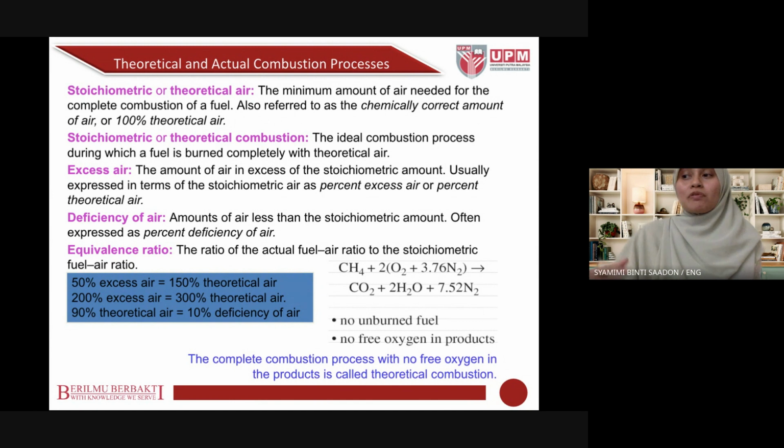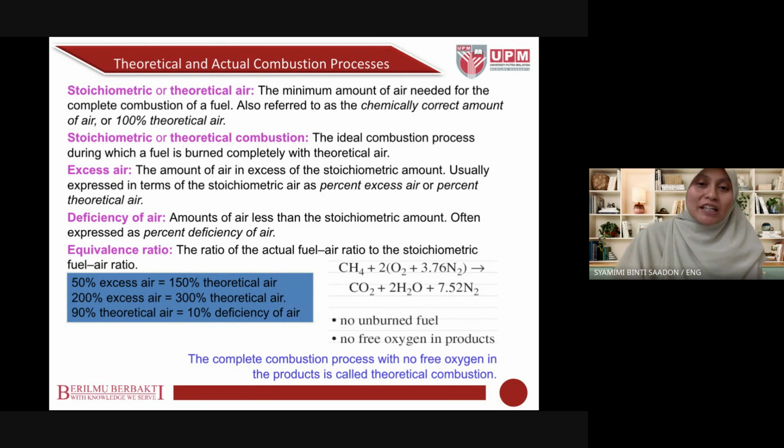So in order for us to get a complete combustion of the reactants, we need to give a sufficient amount of air. So what is the value of this sufficient amount of air? It is what we call stoichiometric air or theoretical air.